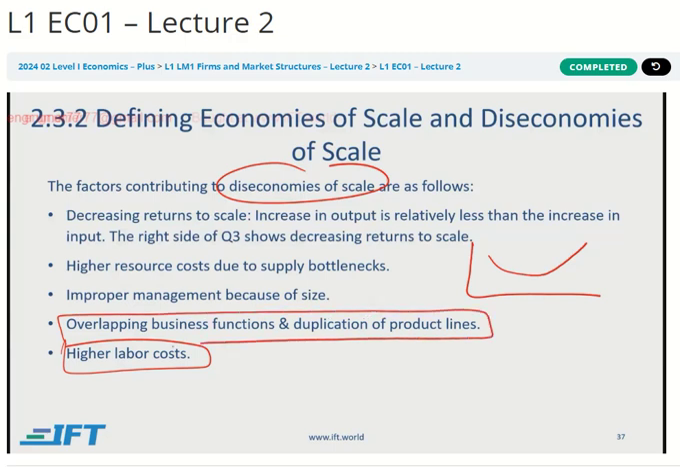You could have overlapping business functions. When organizations get very big, bureaucracy creeps in, where you can have multiple departments doing the same work, and there's a lot of duplication. There might be improper management. There could be a lot of supply bottlenecks, high resource costs. Again, as discussed, you could face a bottleneck in your supply, and all of this leads to your diseconomies of scale.